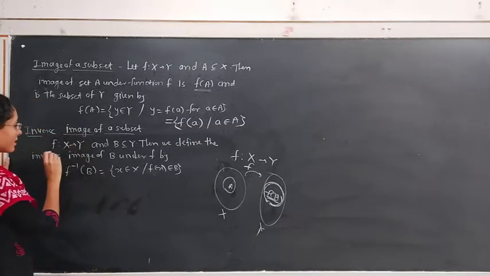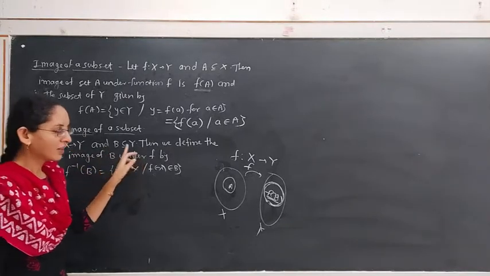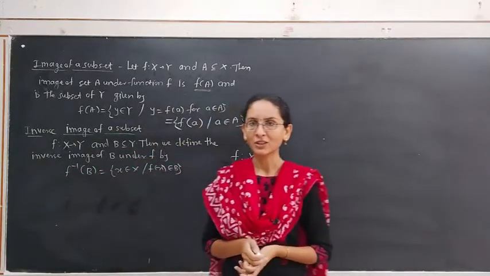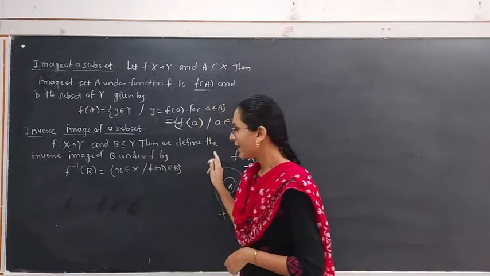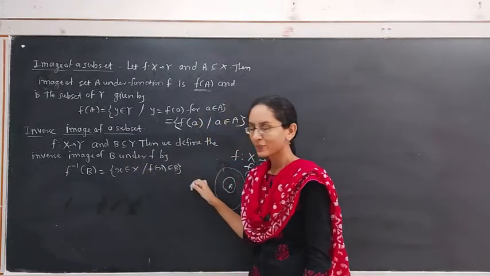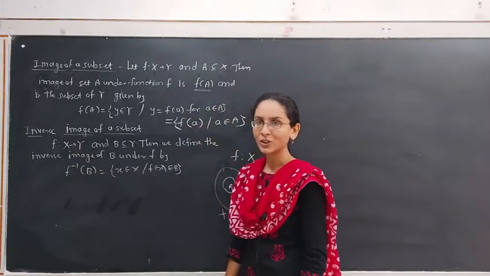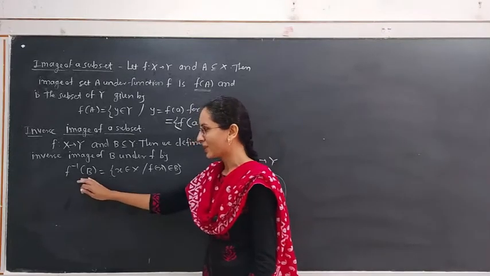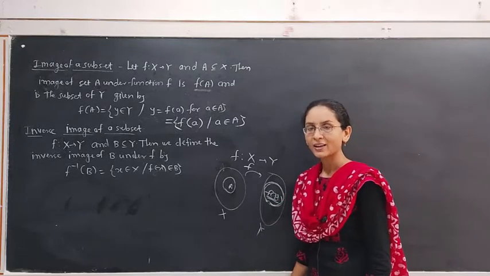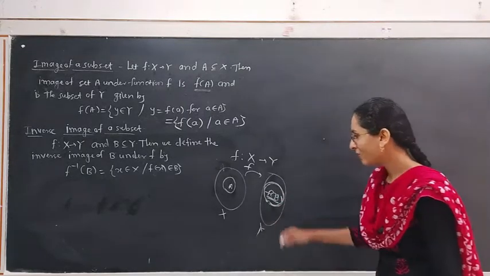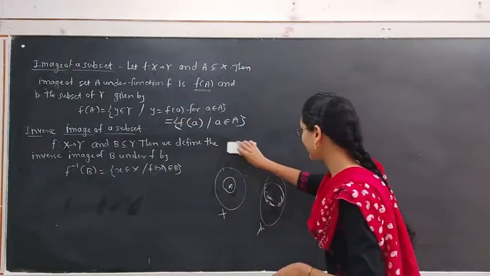Inverse image of a subset. If f is a function from X to Y and B is a subset of Y, and if f is both one-one and onto, then the inverse of f exists, and we define the inverse image of B under f. This is the symbol for inverse. F inverse is the inverse function of the given function f, and f inverse of B is the inverse image of a subset of Y. Now we are considering this subset of Y as B.